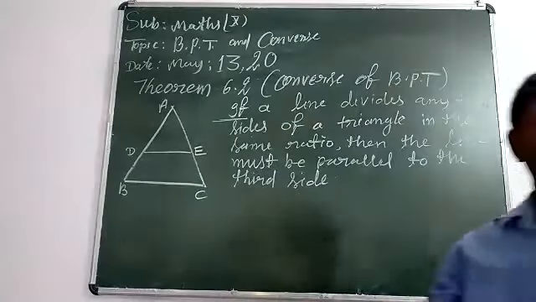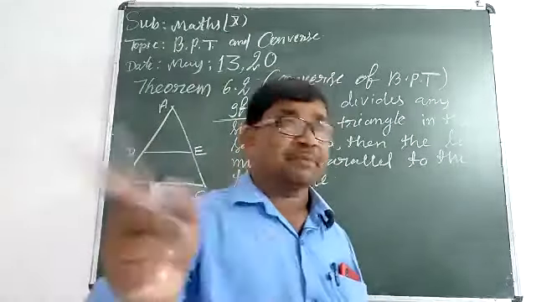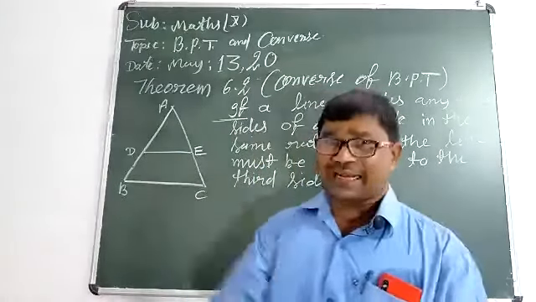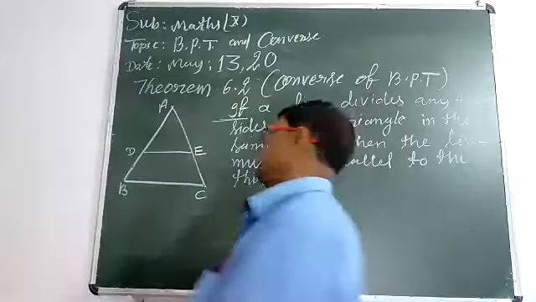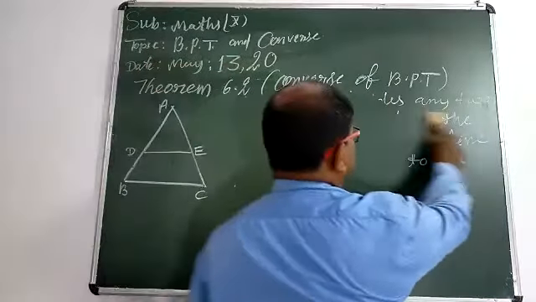It means parallel is not given. Equal ratio is given, but parallel is not given. In BPT, parallel is given, equal ratio is not given. That is the difference between BPT and the converse of BPT.